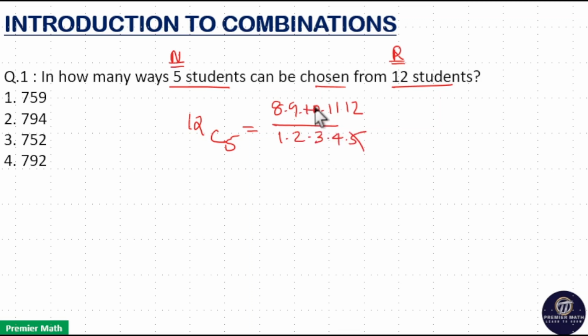5 goes 2 times in 10. 4 goes 3 times in 12. And 3 and 3 cancel. 2 and 2 cancel. 8 into 9 into 11. 72 into 11 is equal to 2 here. 2 plus 7, 9. And 7 here, 792. Option 4 is your answer. That is, in 792 ways, we can select 5 students out of these 12 students.